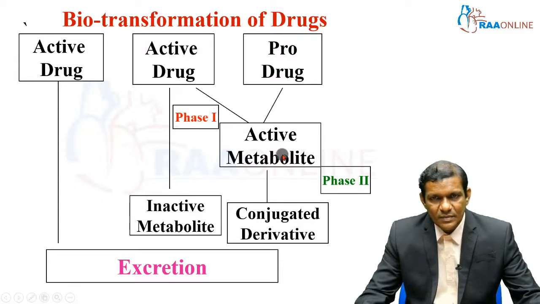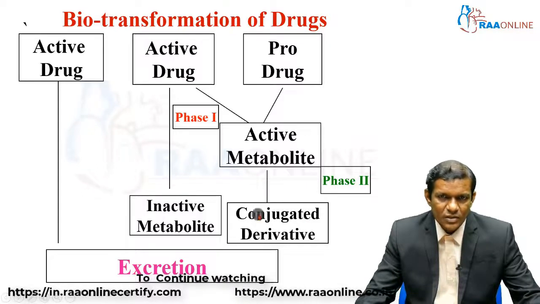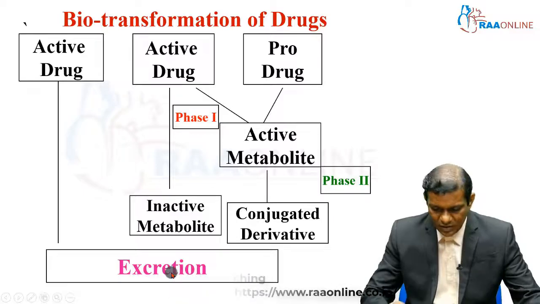And sometimes after the active metabolite is formed, it undergoes a conjugation reaction, which comes under phase 2, and finally it gets excreted. So in this process, whether it is an active drug or a prodrug, finally the lipid soluble drug has to be converted to a water soluble form. To make it water soluble it has to undergo conjugation by the phase 2 reaction, and it gets easily excreted by the kidney. So this is the important thing.